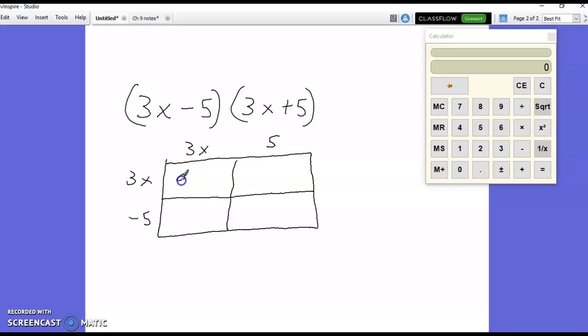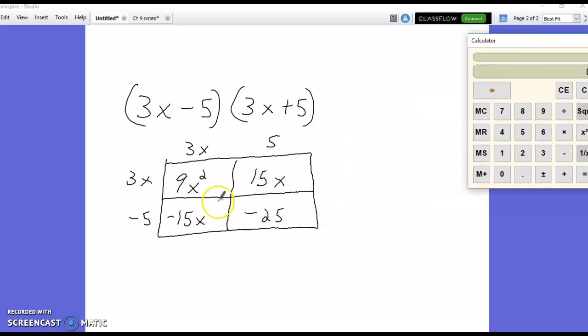So go ahead and fill out your chart. 3 times 3 is 9. We have the two x's, so that's x squared. Over here, 5 times 3 is 15x. 3 times negative 5, negative 15x. 5 times negative 5 would be negative 25. And you can see that our like terms here are going to cancel out to equal 0. So my answer would be 9x squared minus 25.